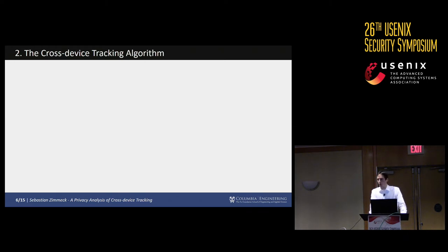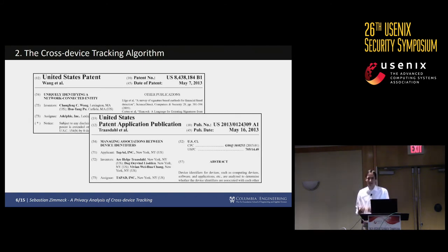Now, it's difficult to understand exactly how cross-device companies work. And we resorted to reading patent documents, in particular these two that I'm showing you here. That's one patent application and a patent of two companies in this space. Essentially, a patent is where the inventor discloses an invention to you and then has the right to practice that invention for a certain amount of time. And so they should be described in a way to be understood and to be implementable.